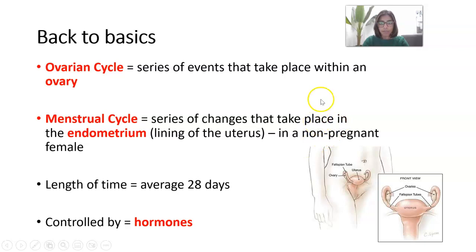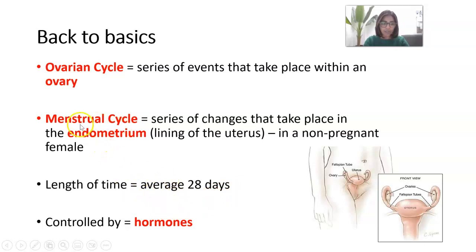So just to give you a bit of a recap, the ovarian cycle is a series of events that occurs within the ovary. The ovarian cycle is what happens inside each ovary, whereas the menstrual cycle is the series of changes that take place in the lining of the uterus, which is the endometrium. And this only happens in non-pregnant females. Now, the average cycle is about 28 days, but for some women it can be shorter or longer, so it depends on the individual, but that's why we say this is the average.